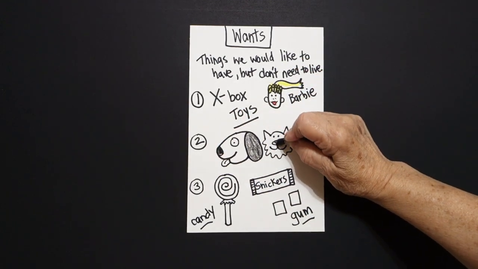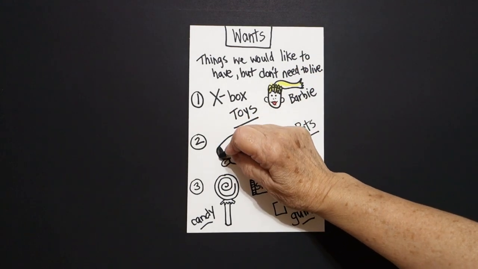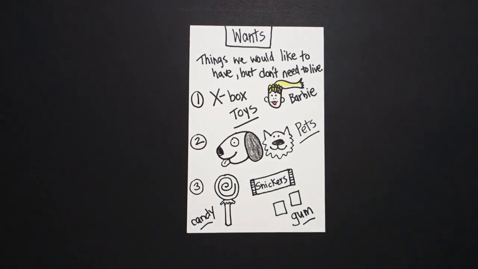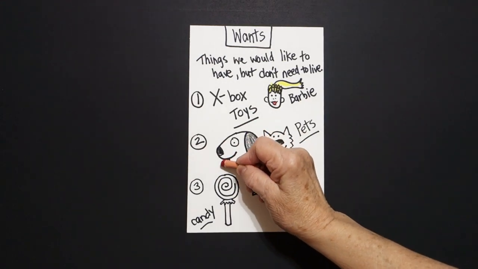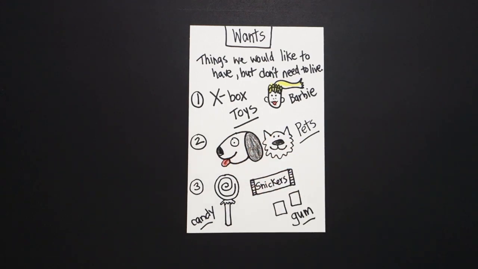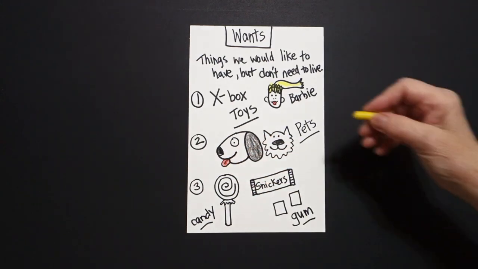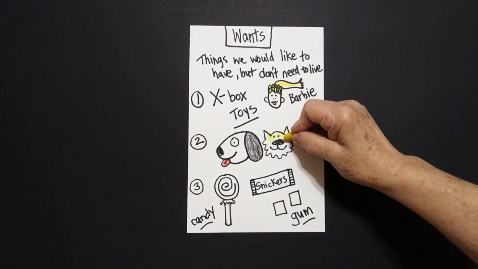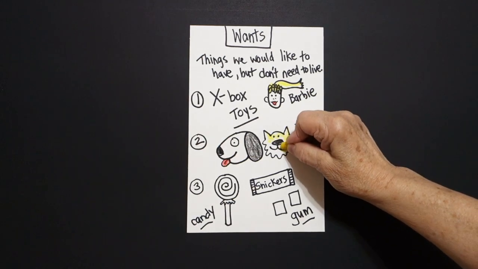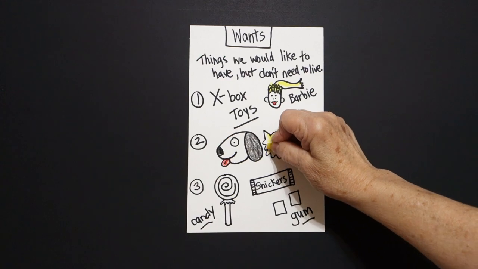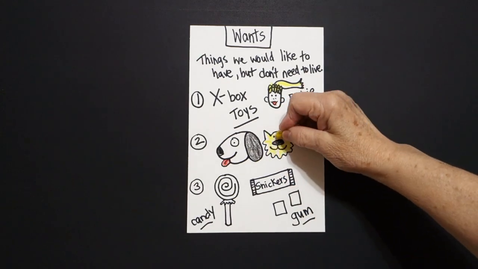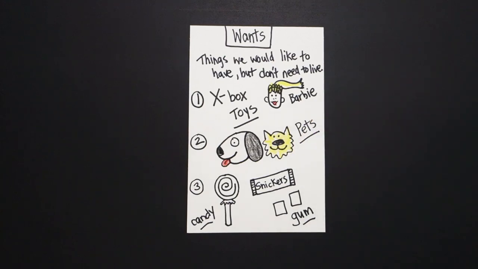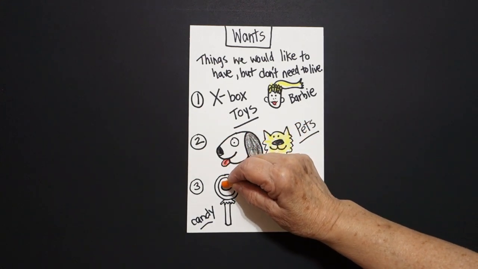Now I take my black, and I color in this space black, this space black, and this space black. Okay. Take my red, color in this space red, and I'm going to take my yellow and color in this space. Do I want a dog? Do I want a cat? Of course I do. Who doesn't want a pet? But do I need them to survive, to live? Nope, I do not.